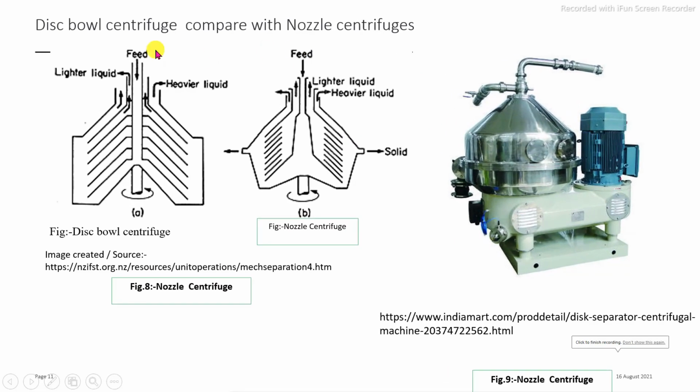And the comparison between the disc bowl centrifuge and the nozzle centrifuge: in the disc bowl centrifuge there are discs, and similarly in the nozzle centrifuge there are a number of discs. The only difference is the specific biconical shape in the nozzle centrifuge, and the discharge is provided at this section, that is the solid outlet section. But in the disc bowl centrifuge separation process, two layers are separated, and these are separated at the top of that centrifuge.